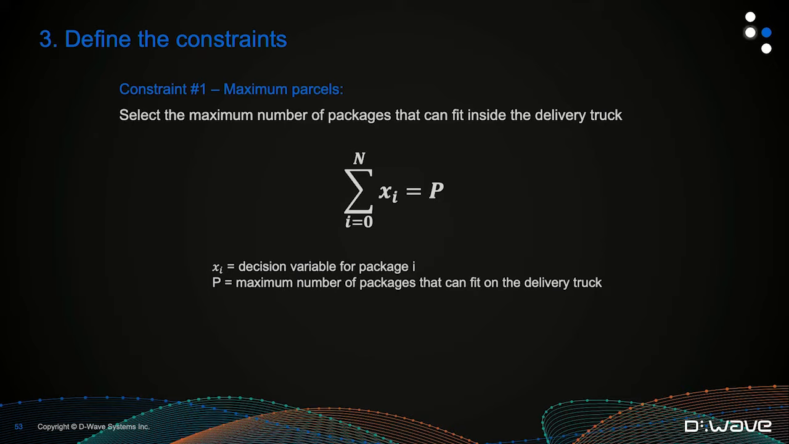The first constraint that we're going to consider is this maximum parcel constraint. So we said that the truck we're considering can only fit 100 parcels on it. So we want to make sure that we select, in this case, I'm going to say exactly 100 parcels. I want to pack that truck completely full. And I also want to show how to program and work with an equality constraint. So here we just have to add up the packages that we've selected and ensure that it's equal to the maximum number of packages that the truck can fit.